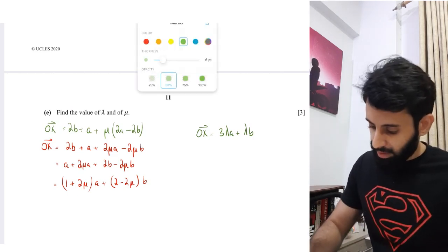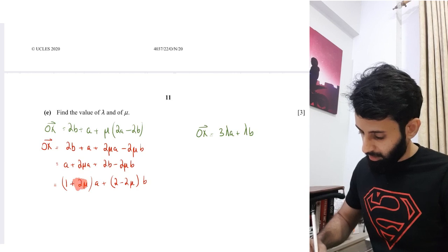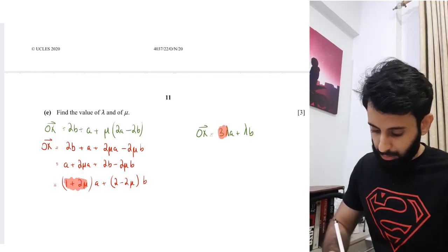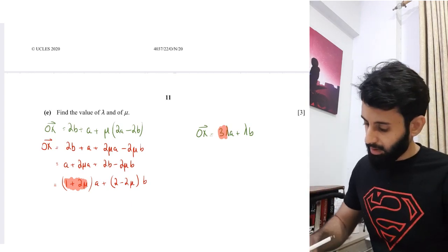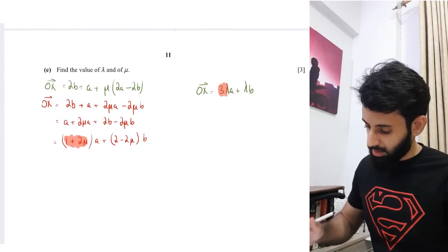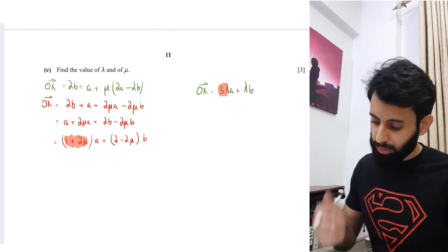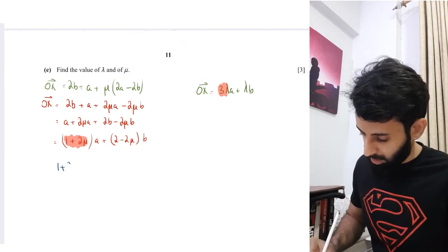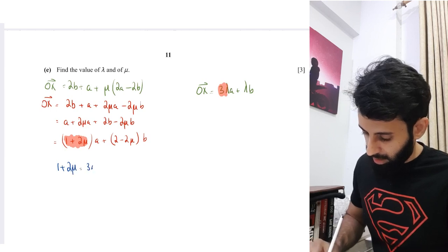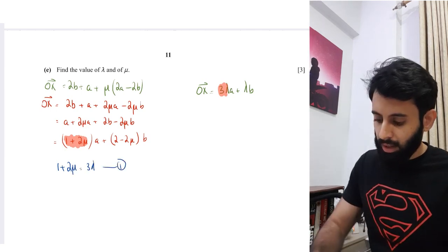Now this is the point where we start comparing. If I look at the component of a from the OX from part c, that's 1 plus 2 mu, and OX from part d is 3 lambda. So I have my first equation, which is 1 plus 2 mu is equal to 3 lambda. So here's my first equation.